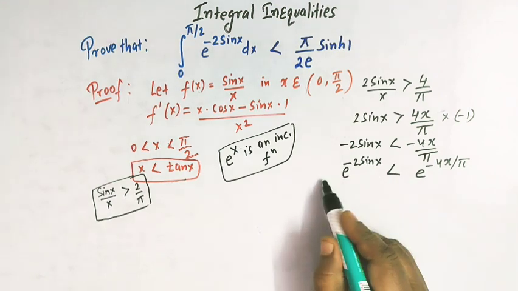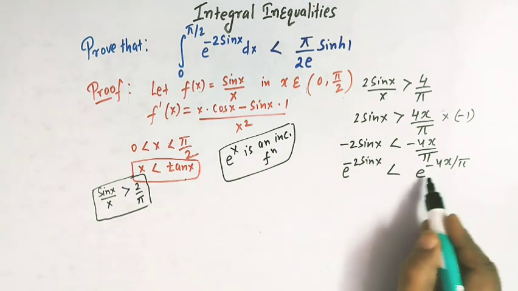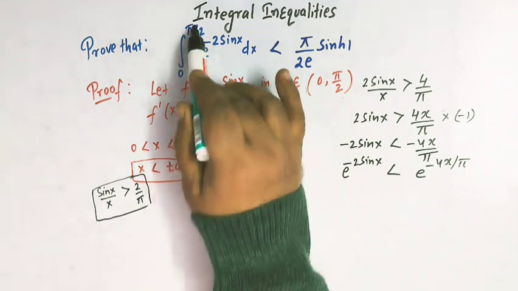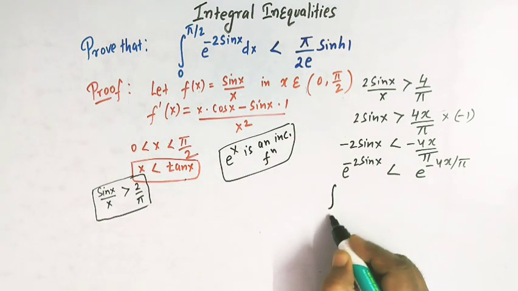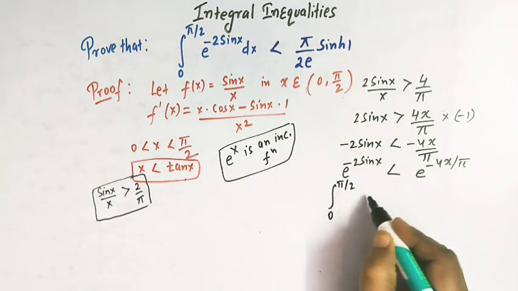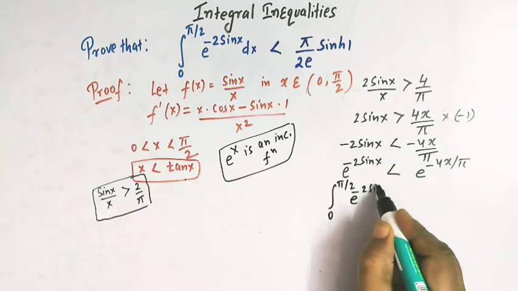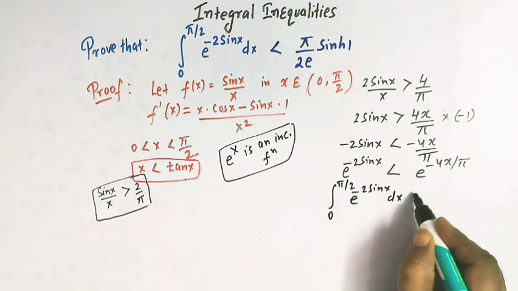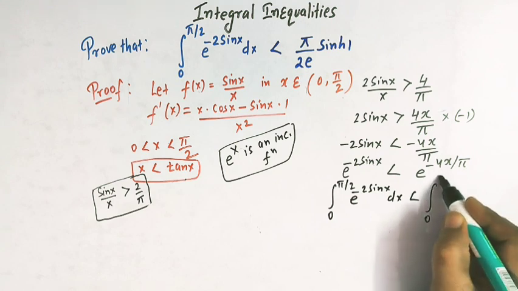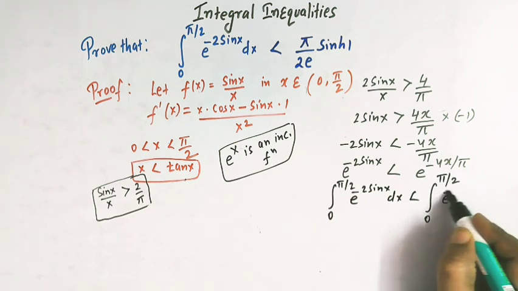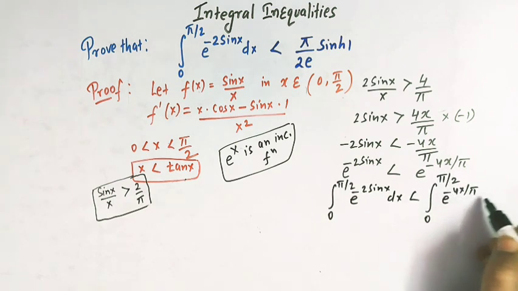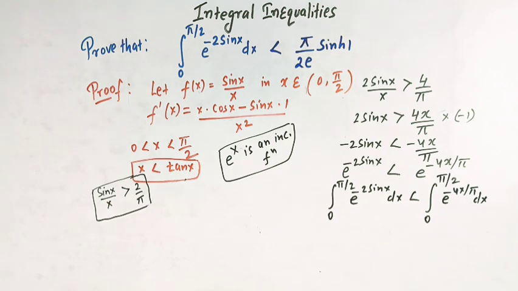So now let us integrate both these functions from 0 to pi by 2. So we have the integral from 0 to pi by 2 of e raised to minus 2 sine x dx, and then the integral from 0 to pi by 2 of e raised to minus 4x over pi, and here we have dx, right?